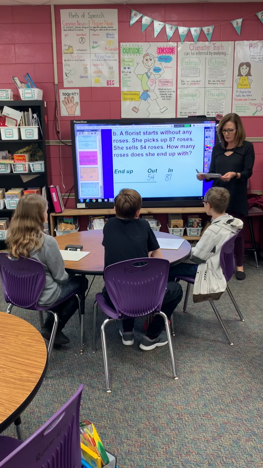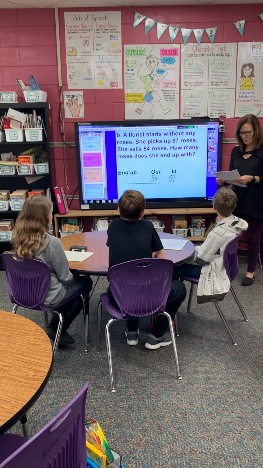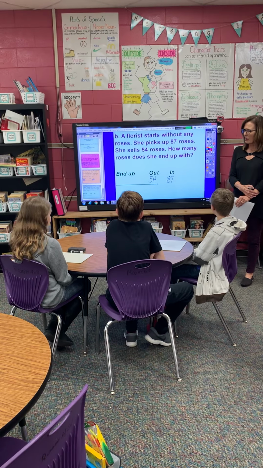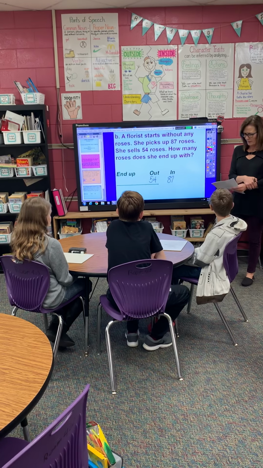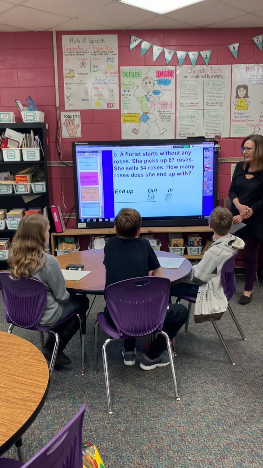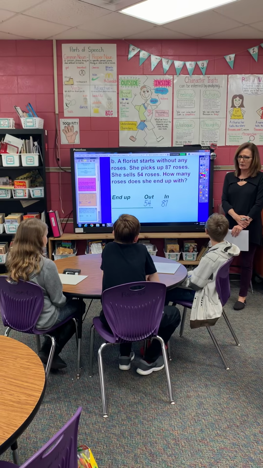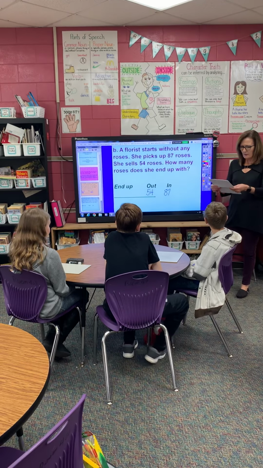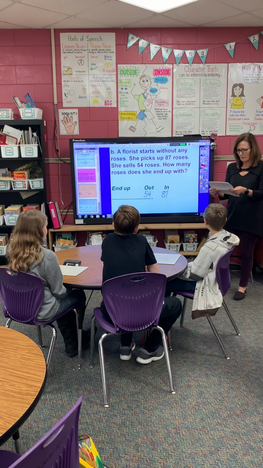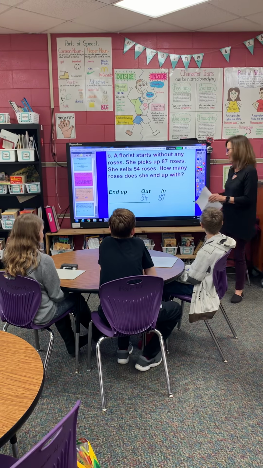Now that we know two numbers for the number family, we can figure out the third number. What is missing, a big number or a small number? Yes, that's correct, a small number. How do we find a missing small number? And say the subtraction problem. 87 minus 54. Very good.